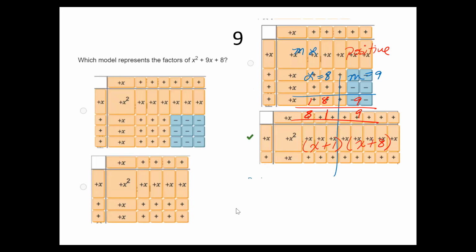Okay, so your answer would be D, because if you look over here, how many plus signs do you have? You have 8 plus signs, so that's x plus 8. On the left side, how many plus signs do you have? You have 1, so x plus 1. So D as in dog is the correct answer, okay?